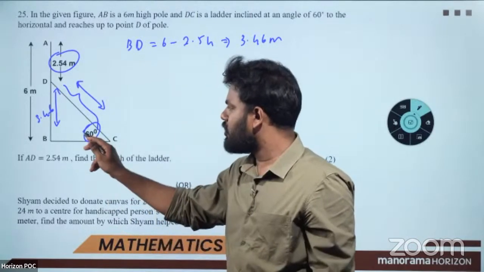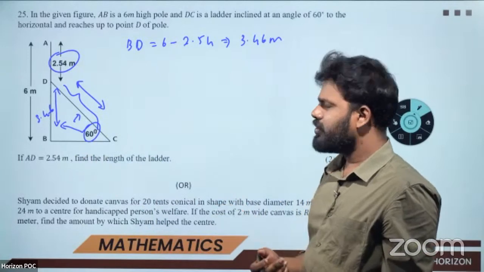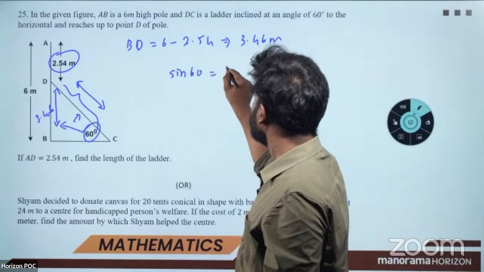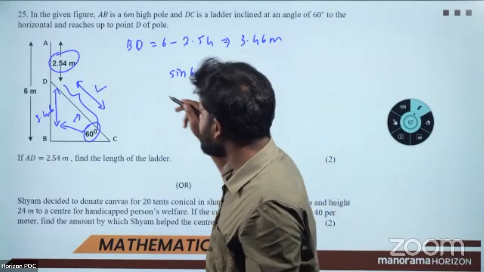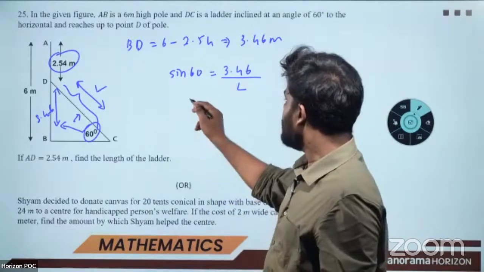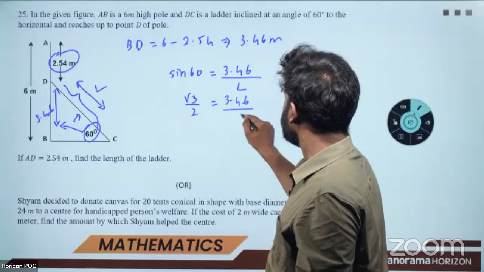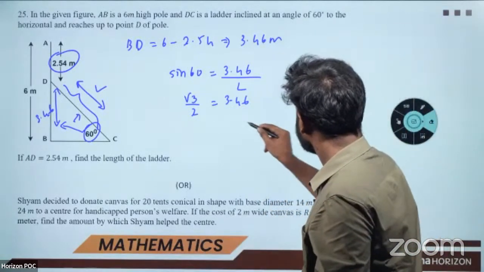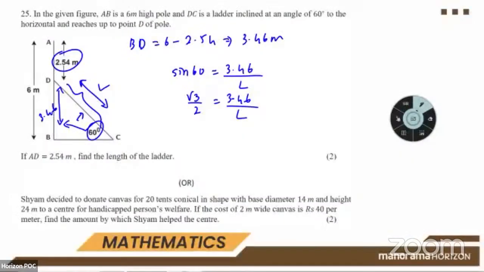So I have the side opposite to 60 degrees, and the hypotenuse is also there. So what do I have to use there? Sine 60. I get 3.46 divided by the length of the ladder, I'm taking it as L. Sine 60 is nothing but root 3 by 2, which is equal to 3.46 by L. So 3.46 by L. What is root 3?